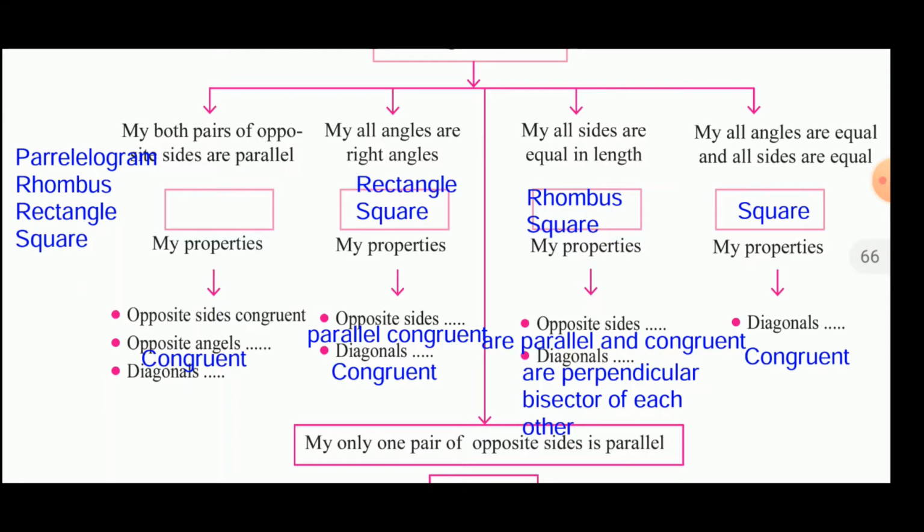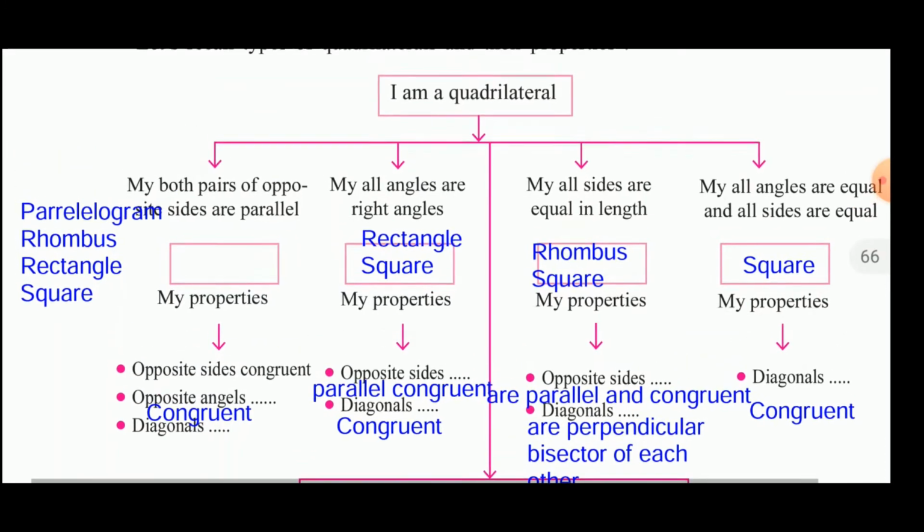Now the second property is all angles are right angles. Now there are only 2 quadrilaterals, rectangle and the square, whose angles are right angles. Now the properties of these rectangle and square are, the opposite sides are parallel as well as congruent and the diagonals are congruent. Now third property, you see all sides are equal in length.